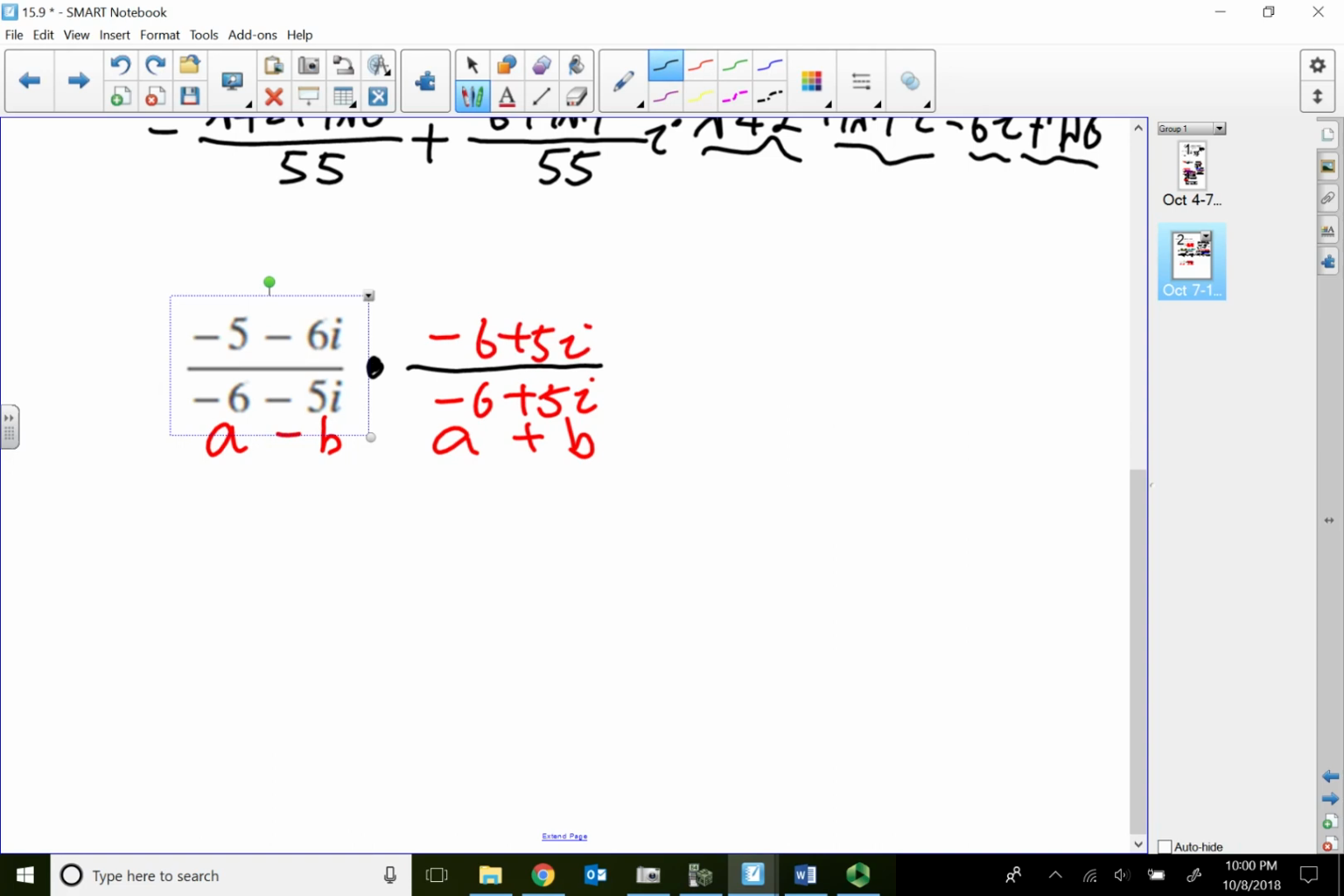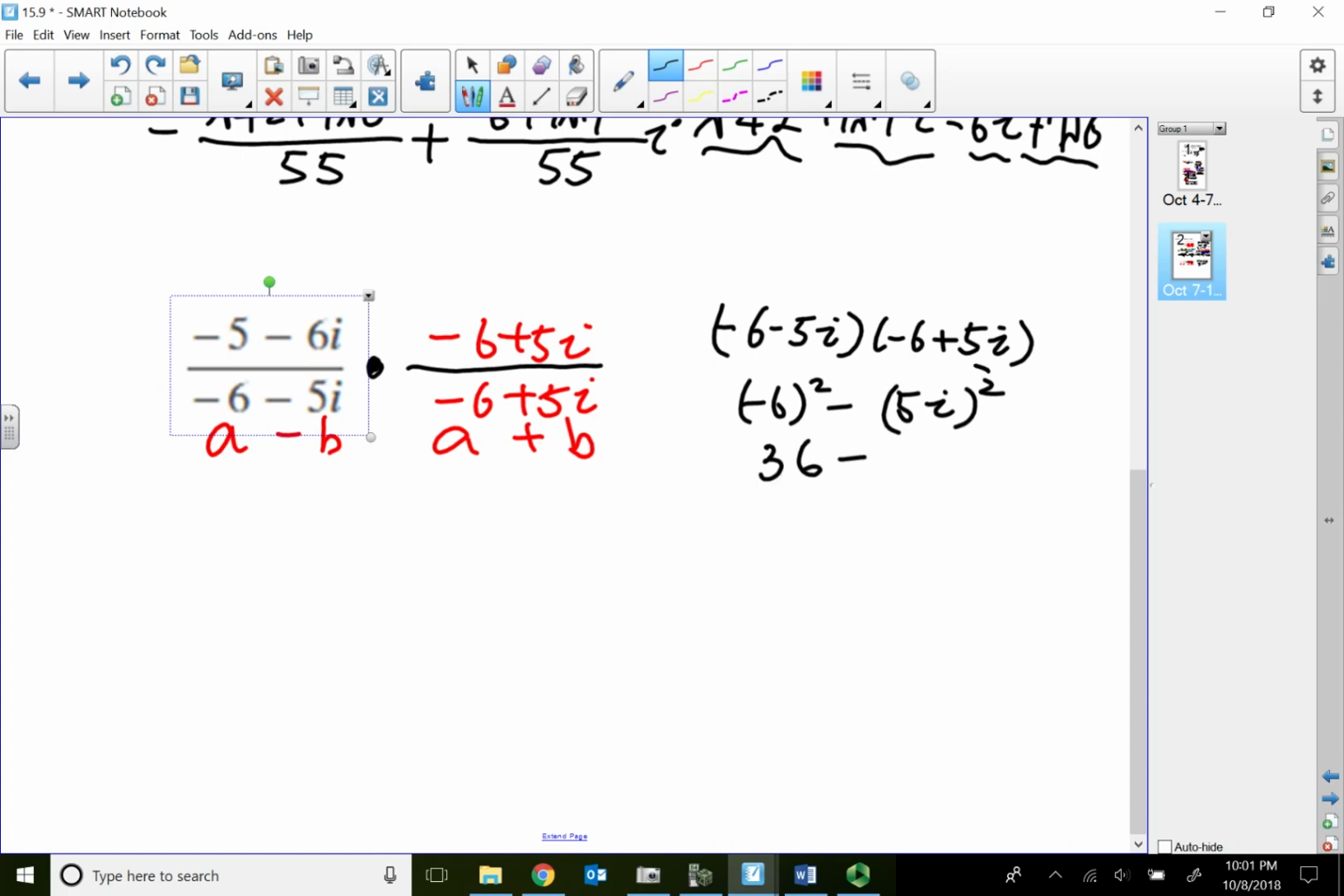All right, let's try it up here. Denominator, negative 6 minus 5i times the same, negative 6 plus 5i. So my A whole thing squared minus my B whole thing squared. Negative 6 whole thing squared is 36 minus, a little bit of power rule right here, 5 squared is 25. i squared is negative 1, which makes my negative sign in front of it become positive. So this is basically 61 in the denominator.